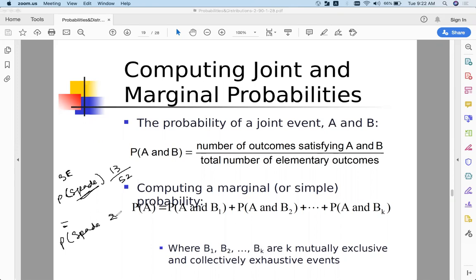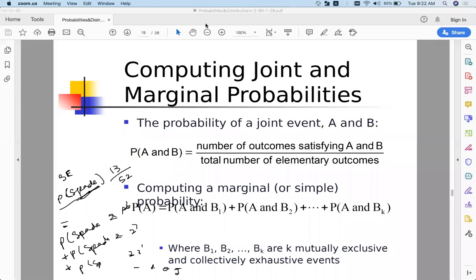and ace, plus probability of spade and number 2, plus, I hope you guys are seeing where I'm going, probability of spade and number 3, like this, dot dot dot, king, queen, and jack. Okay, this probability of spade, a simple event, can be written as K1. So K here is 13.